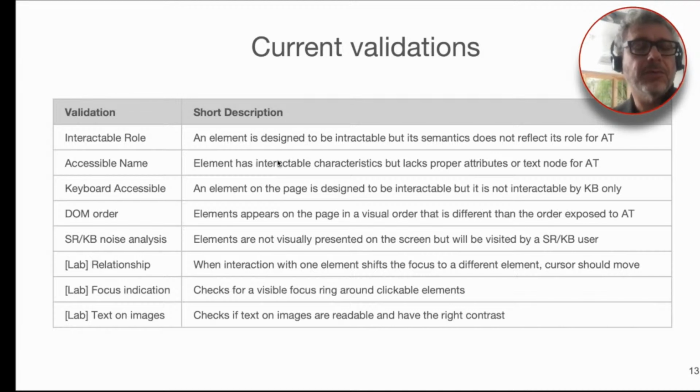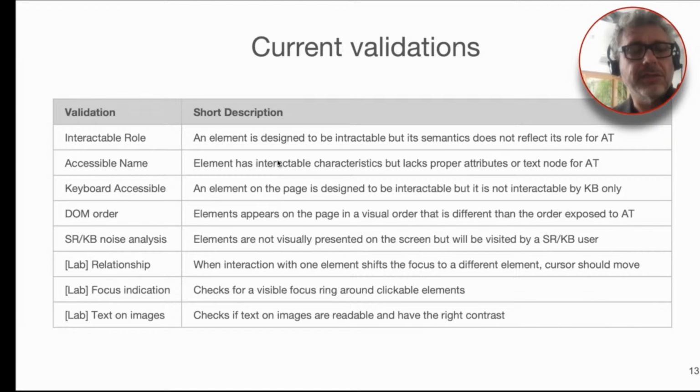The third one is keyboard accessible, which basically means that the keyboard interface won't reach the element. The fourth one is slightly different. This is a DOM order validation. It looks at the visual order of elements on the page and compares it to the order at which the elements would be presented to assistive technology.